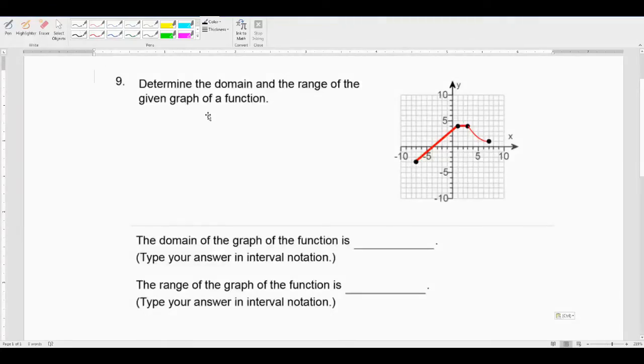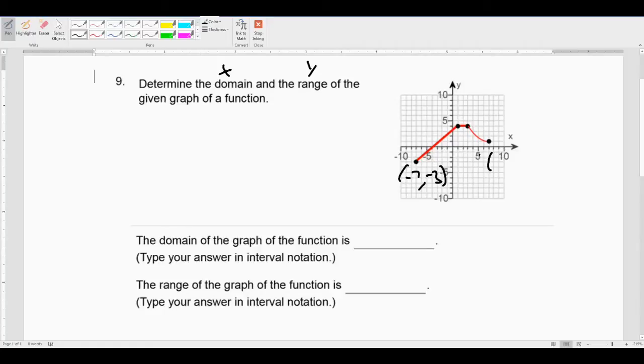Let's look at this example. We're going to find the domain and range of the given graph. Now, the domain is the x values left to right, and the range are the y values down to up. So I want to label this point. That point looks like negative 7, comma negative 3.